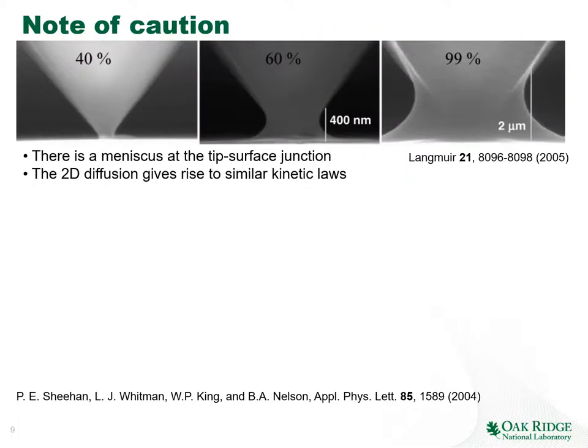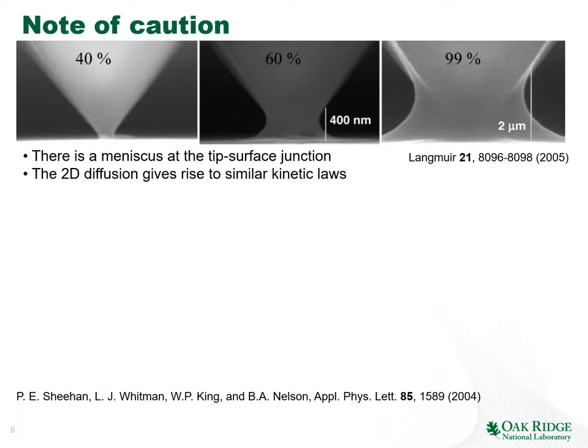Now, I need to bring forward one note of caution. In some of the previous lectures I mentioned that when PFM measurements are performed in air, we should always be concerned about the potential formation of a liquid droplet at the junction between the tip and the sample surface. This is a picture from a Langmuir paper in 2005, which shows how this droplet evolves as a function of the humidity.